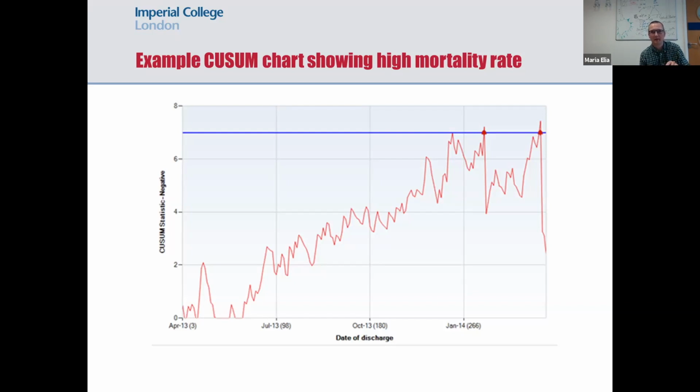And at that point, we write to that hospital and tell them, you've got a potentially high mortality rate. Here are the figures, number of deaths, number of predicted deaths, for this particular set of patients, maybe patients with a heart attack or have had a certain operation. And we invite them to investigate.